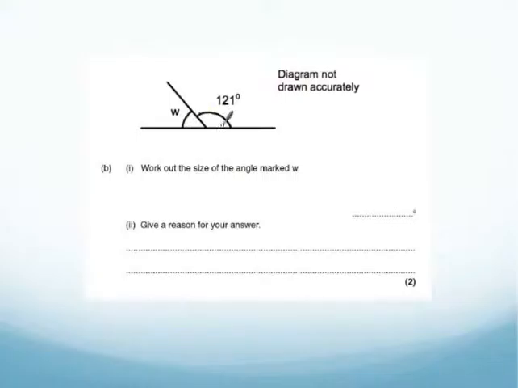So notice here we're talking about a straight line. We know that angles on a straight line add up to 180 degrees. So we're going to do 180. Let's make that clear. Sorry, excuse my handwriting. 180 minus 121, and that should give you an answer of 59 degrees.